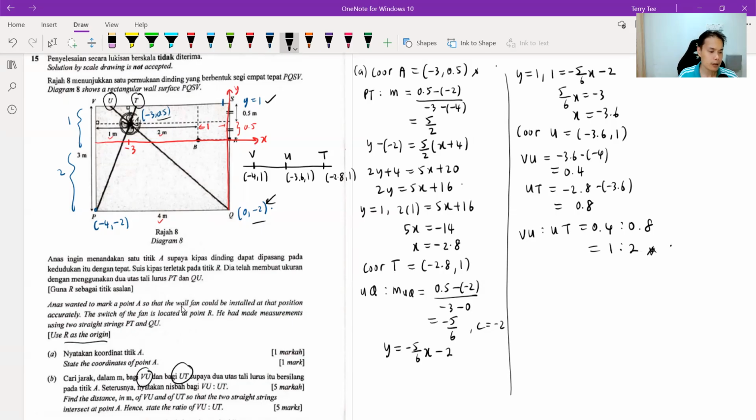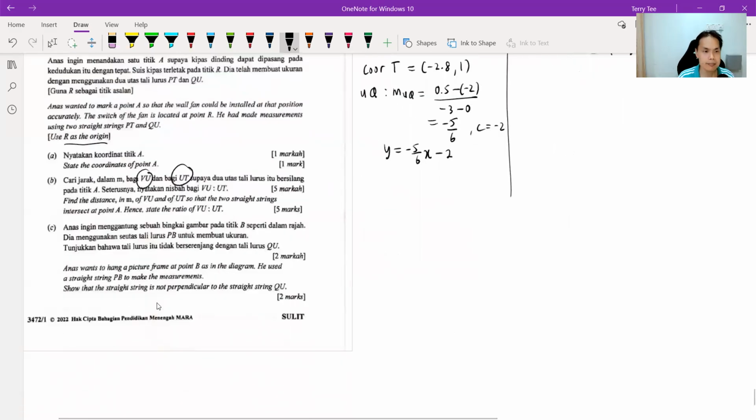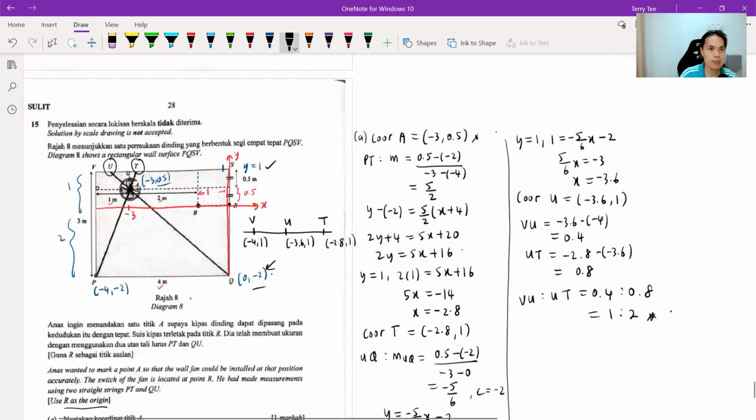All right. Now, next part. Let me move it down. Very hard to see. So here is the last part. Anas wants to hang a picture frame at B in the diagram. He used a straight line PB to make measurement. Show that the string is not perpendicular to QU. Okay, he used straight line PB. Where's PB? Let me draw using this. This is PB. Maybe use a darker, thicker line here.